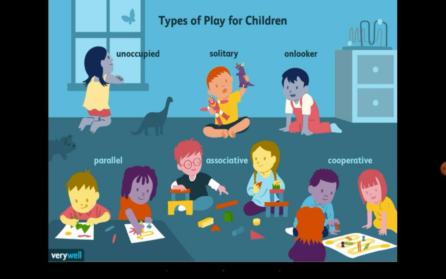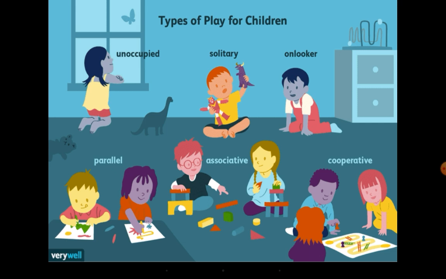Next type of play is parallel play. Here also, children will sit nearby or maybe at a little distance, but they will play with the materials which they have. They will not engage with each other or share things. Simply, they will play on their own. The only thing is his peer group or some other person will be sitting next to the child.